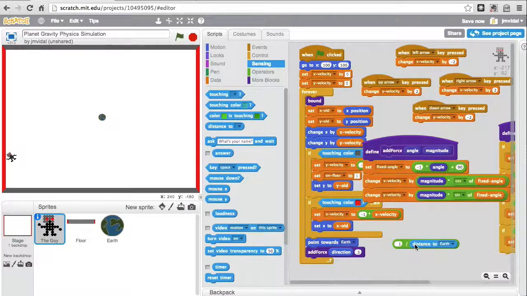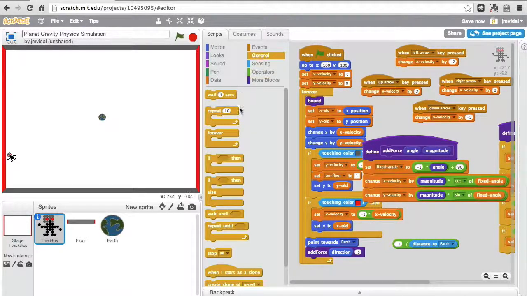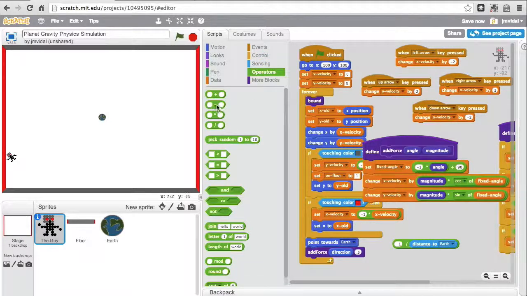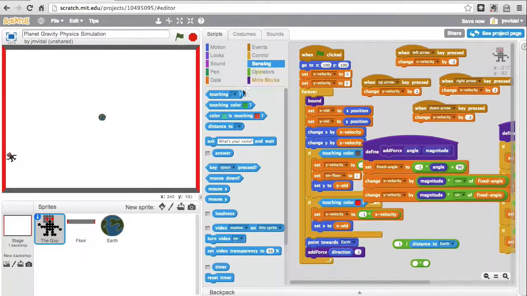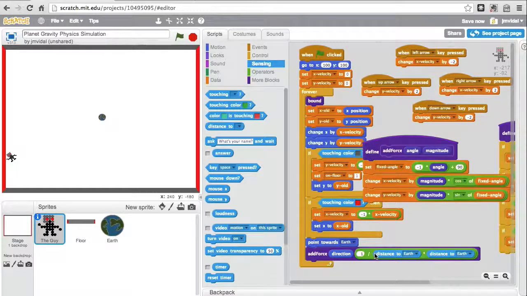So 1 divided by the distance to the Earth, and to get the square, we just have to multiply: the square is the distance times the distance. So we just say, distance to the Earth times the distance to the Earth. 1 over that is the force. Instead of saying 0.5, I'm going to say that. That's the force. And I'm going to stop it and start again.